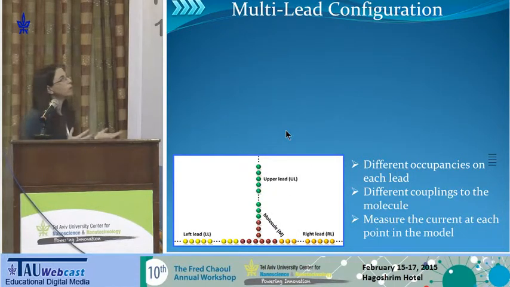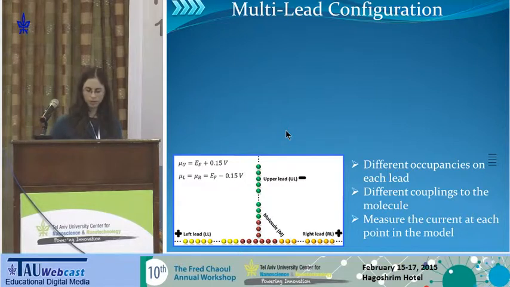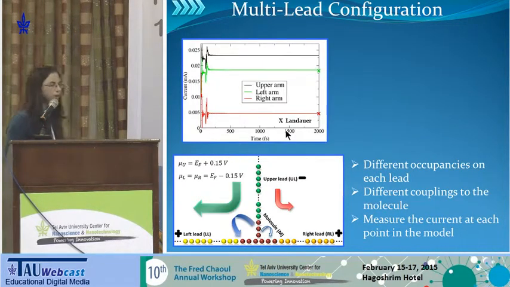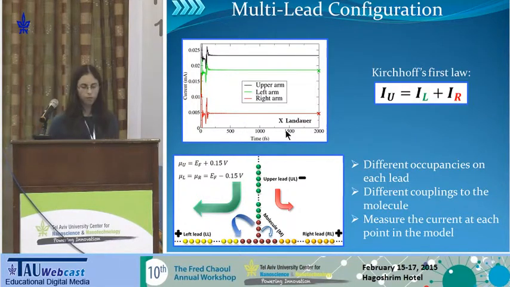Using this approach, we are also able to describe multi-lead configurations. For example, here we have a 3-lead model. So we can have different occupancies on each of the leads, different couplings to the molecule, and measure the current at each point in the model. Also, it is important to note we are fulfilling Kirchhoff's law.